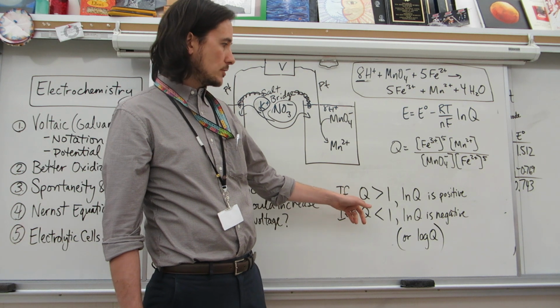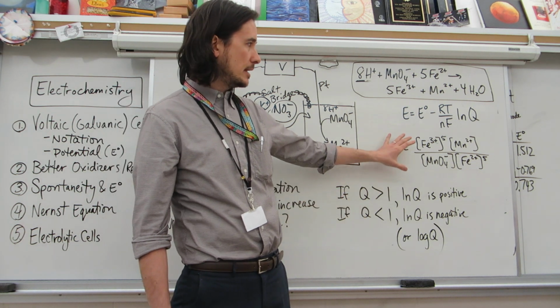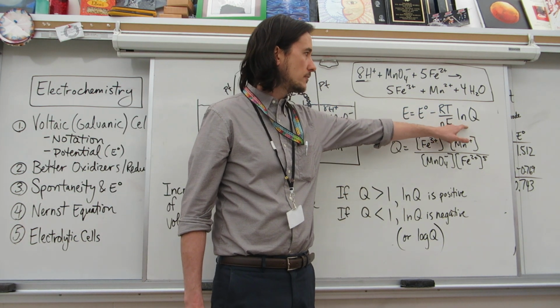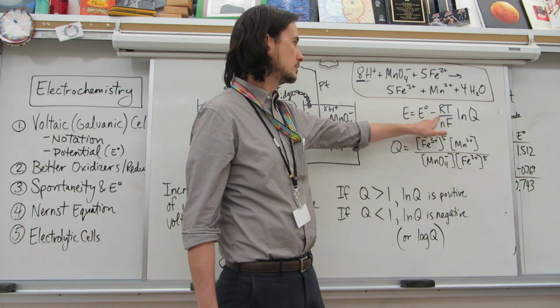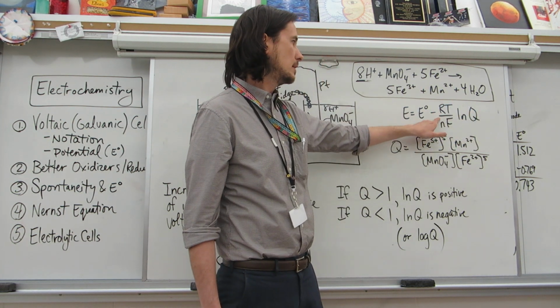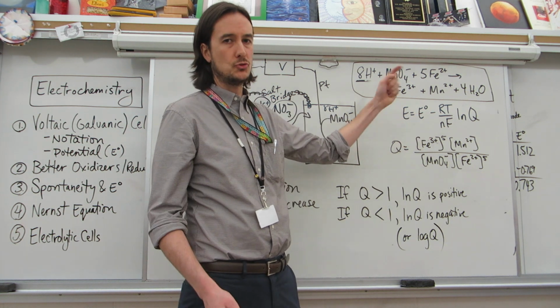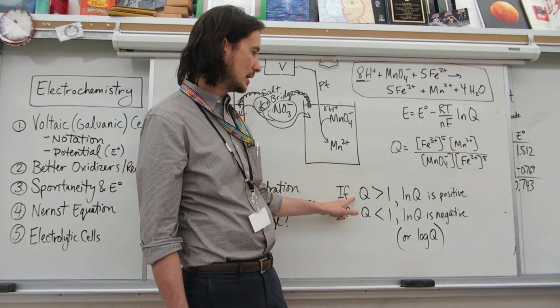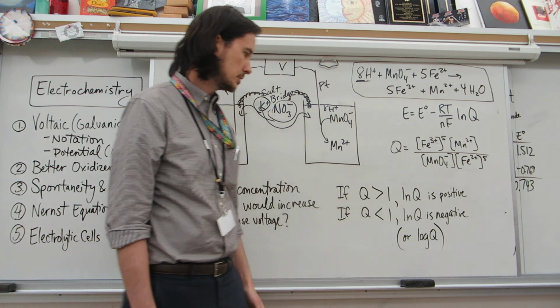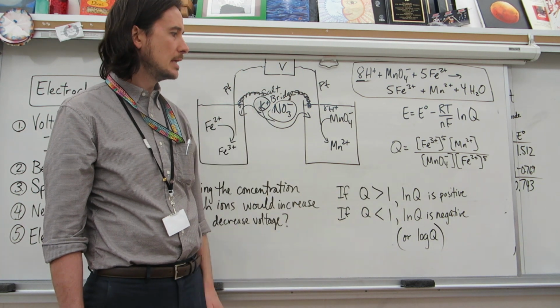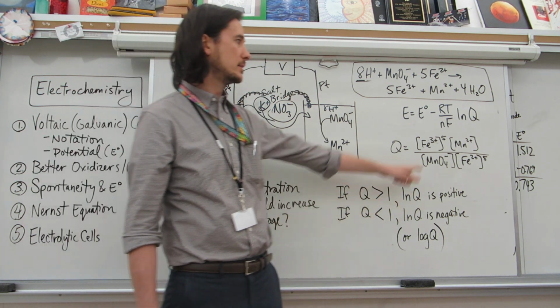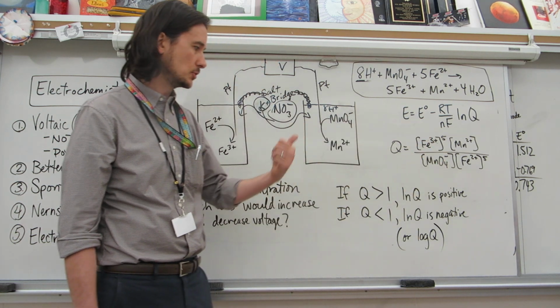If Q is greater than 1, then ln of Q is going to be positive, and this term is also going to be positive. If that term is positive, then the potential would drop. So Q being greater than 1 causes the potential to drop. If Q is less than 1, ln Q is negative, this reverses, and your potential goes up.